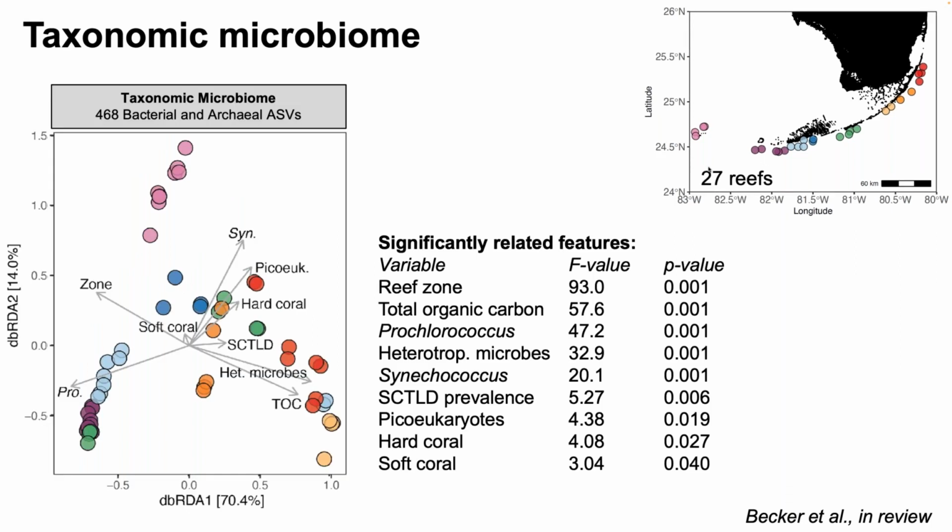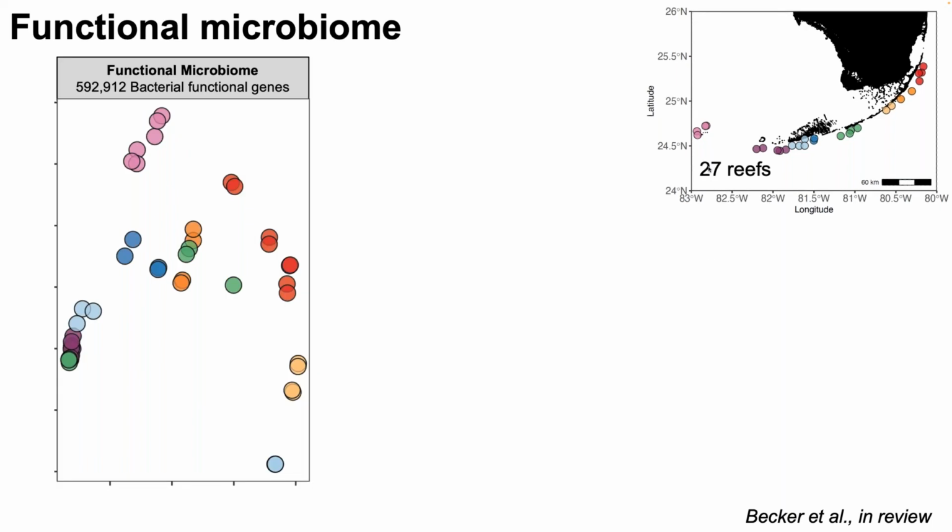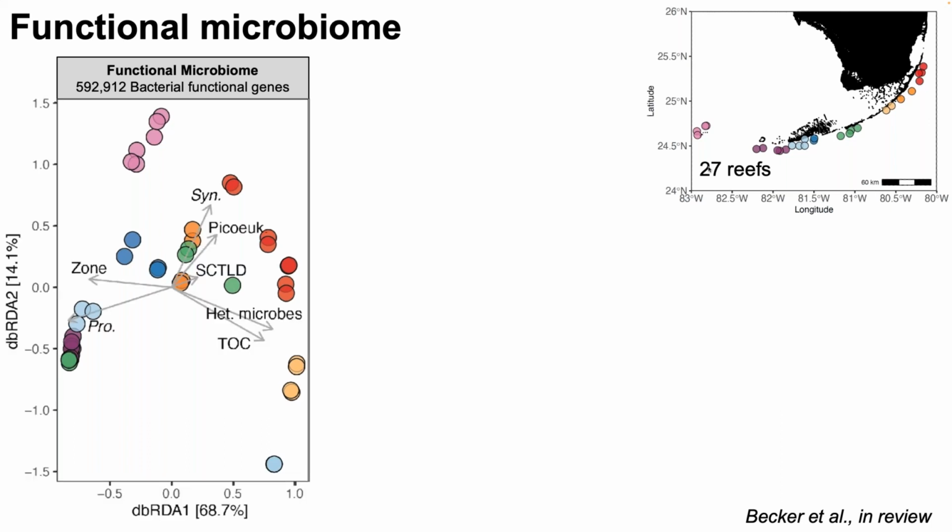Whereas with the taxonomic microbiome, we're just looking at one gene. So it's really interesting to us that we see the same pattern with two orders of magnitude less data and, I don't know, tens of thousands of dollars less too. We can get a pretty similar glimpse of the microbiomes.